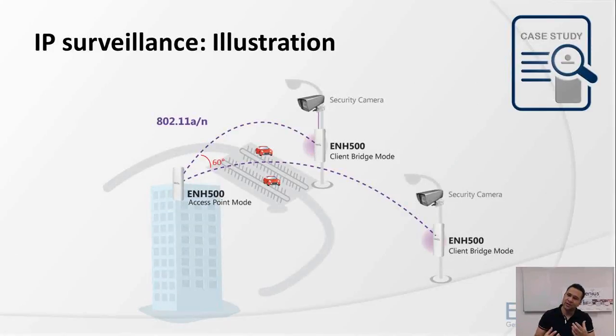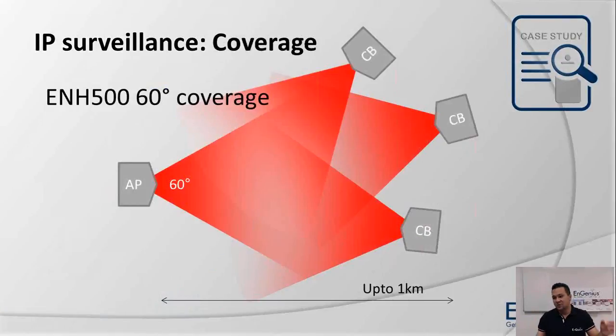We were trying to find the best solution. Initially we wanted to make 3 separate bridges, using 3 access points at one point to sectorize it, like I explained in the previous slides. At the end, we just did this: we had 1 access point with the ENH, which has 60 degrees of coverage angle, and we had all 3 client bridges within the range of the 60 degrees.